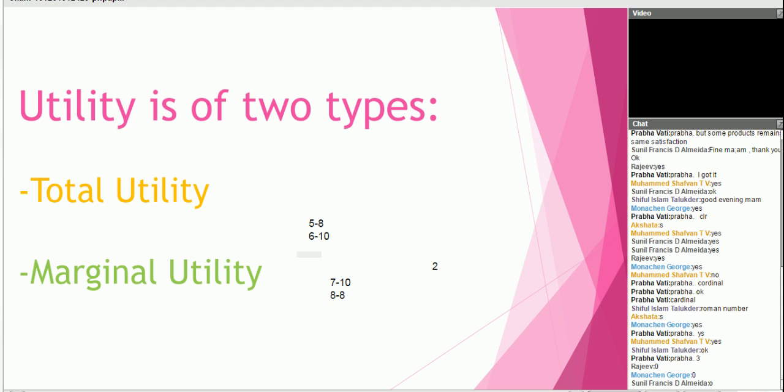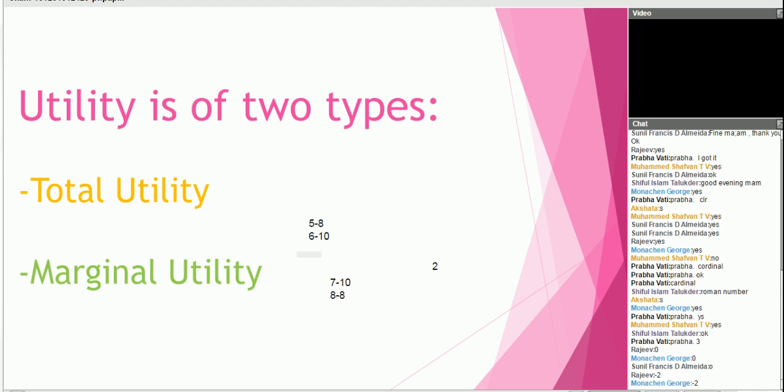Okay. Now what about the 8th unit? What is the total utility of the 8th? It's 8. And the marginal utility is minus 2. It is 8 minus 10. It is giving us 8 units of satisfaction and the previous was giving us 10. So we will subtract 10 from 8 and we are going to get the answer minus 2. Yes, Rajiv and Monachan.